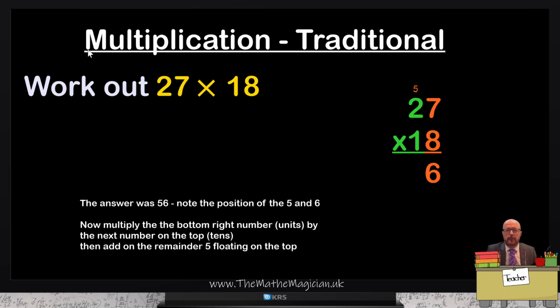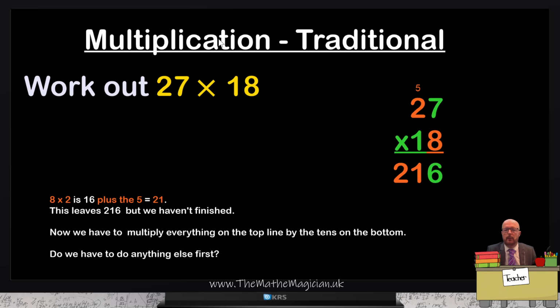Now we need to do the same thing, but we need to multiply the 8 by the tens column, so the 8 by the 2. And then we have to add on the 5 that's floating above the 2. So let's see what that looks like. We've got 8 times 2, which is 16, and the 5: 16, 17, 18, 19, 20, 21. So we write the 1 down. We would carry the 2, but we've got nothing to carry it to, so we just write it in. So we've got 216 for 8 lots of 27. So 8 lots of 27 is 216.